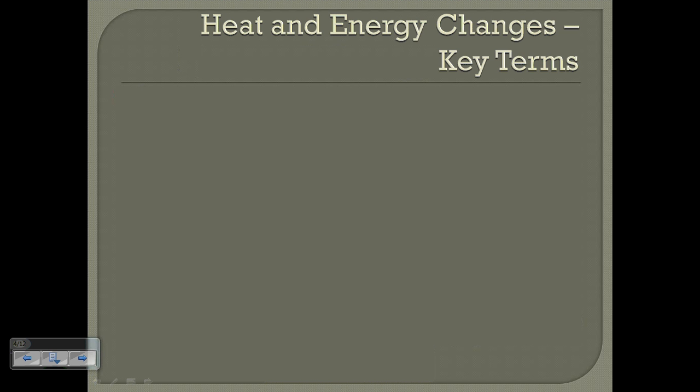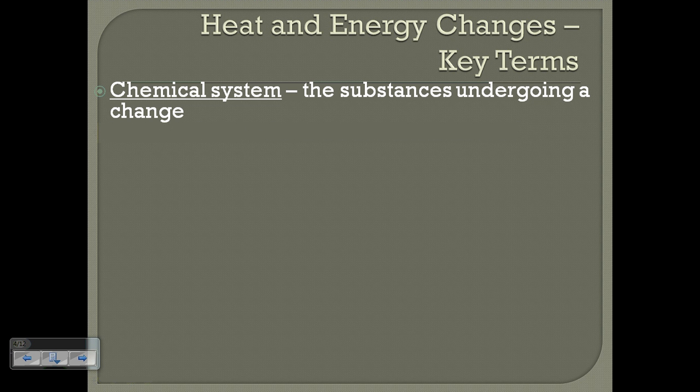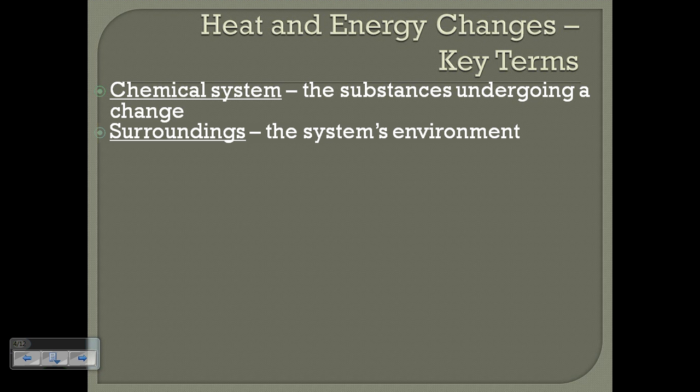A few more key terms. We're not quite done with those yet. So these are important. Make sure you fill them in. First one, a chemical system is the substances that are undergoing the change. So usually that's the reaction. The surroundings are the system's environment.